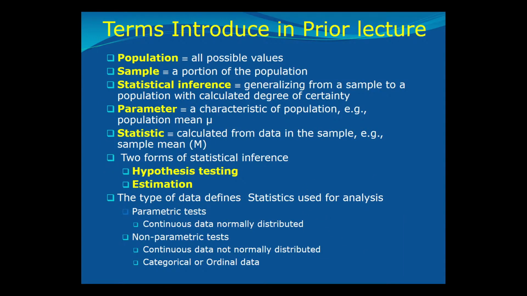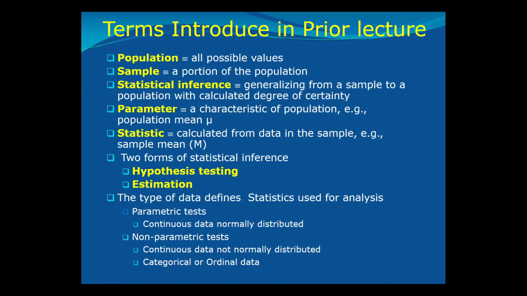In the prior lecture, we introduced some terms. Let's revise these terms. Population: all possible values in a variable we are interested in. Sample is a portion of the population, so this is a small group drawn from the population. Statistical inference: we use statistical inference to generalize from a sample to a population with a calculated degree of certainty.